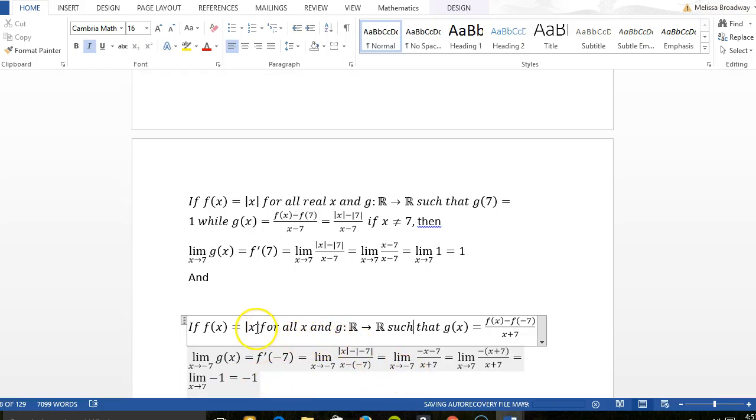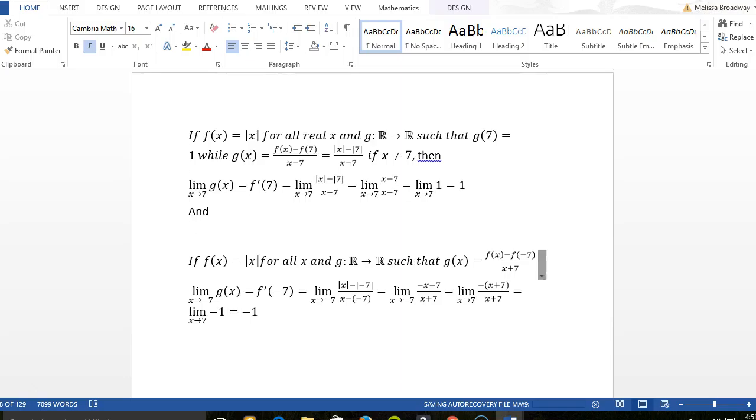So the derivative of f at negative 7 is negative 1, and for that matter, the derivative of f at any negative number is negative 1. You remember, for any positive number, it was positive 1. For any negative number, it's negative 1. As for 0 itself, it's going to turn out that it does not exist. You don't have a derivative. It's undifferentiable at x equals 0.